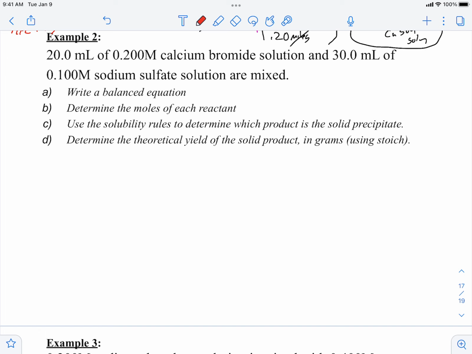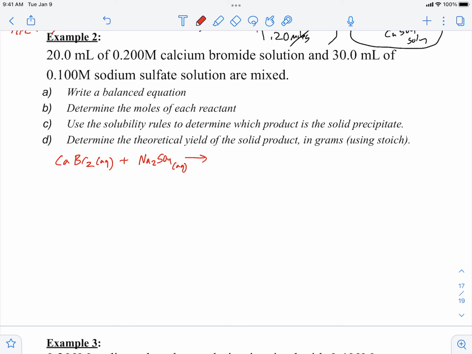20 milliliters of 0.2 molar calcium bromide solution and 30 milliliters of 0.1 molar sodium sulfate solution are mixed. Write a balanced equation. Okay, so calcium bromide. Did I mention before that knowing charges and knowing how to write neutral formulas is important? Your balancing will be all wacky if you don't get the formula written down correctly. So calcium bromide, sodium sulfate, okay. So we should be able to predict our product.